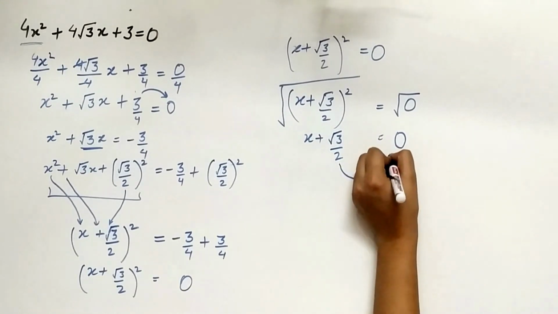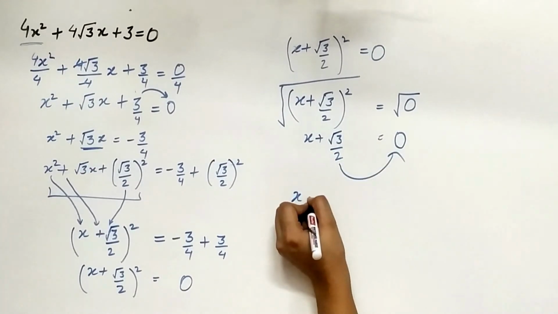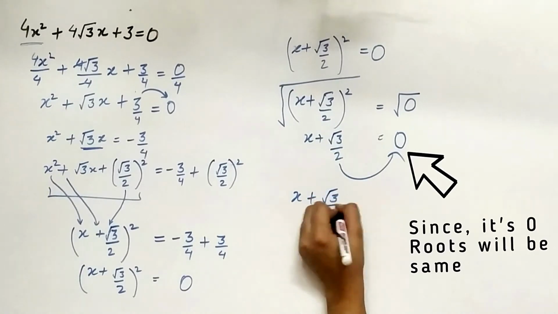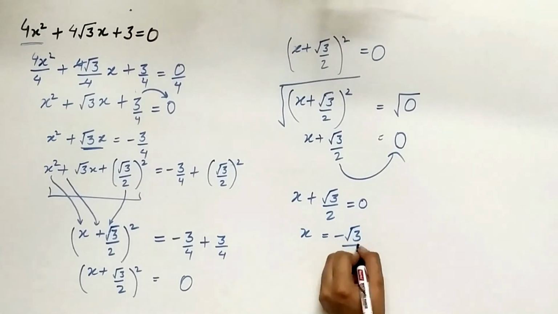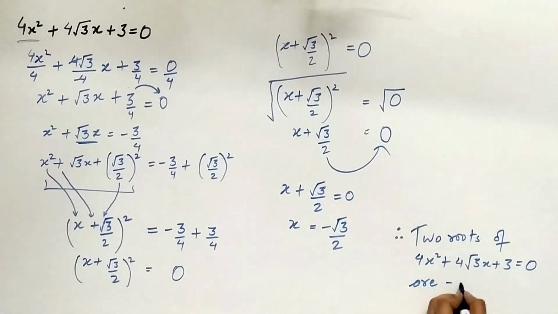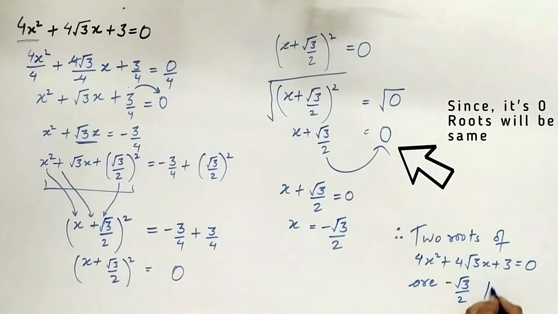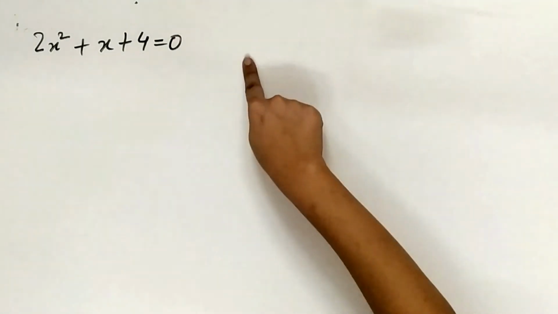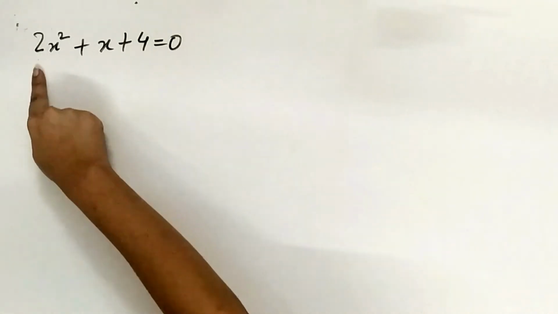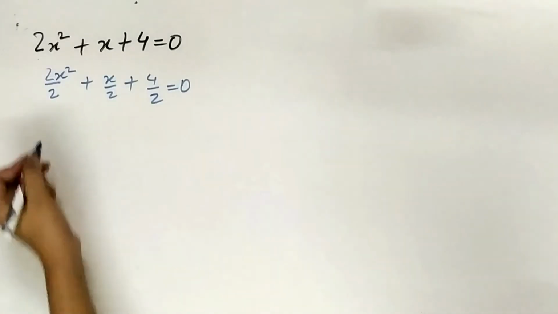Now transpose root 3 by 2 to the right side. So x is equal to minus root 3 by 2 and minus root 3 by 2. Well done. Fourth part is 2x square plus x plus 4 is equal to 0. Now what was the step 1? We will divide the entire equation by the coefficient of x square, that is 2.